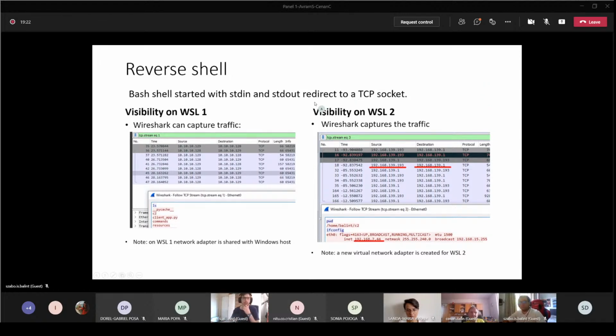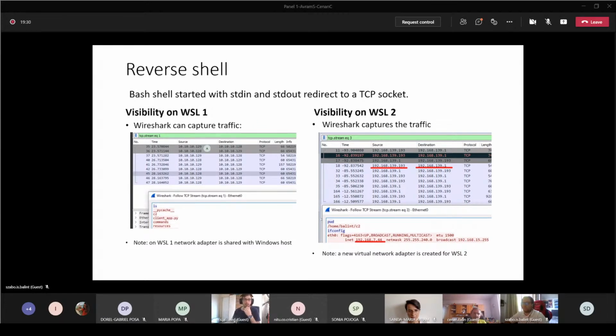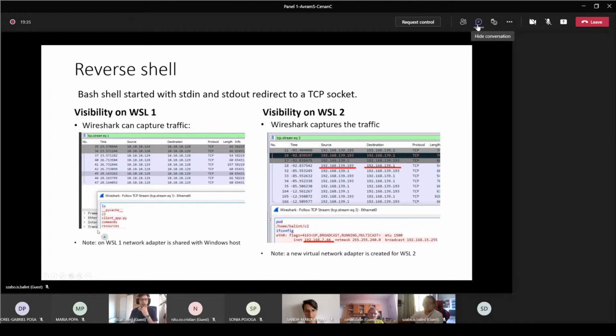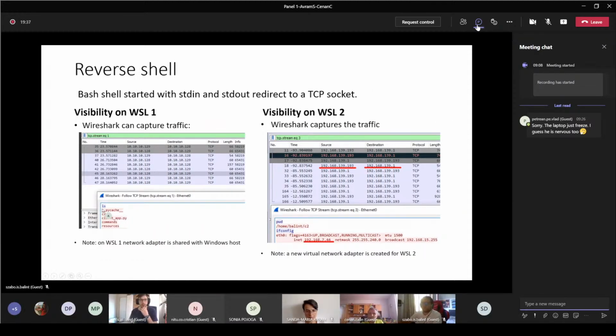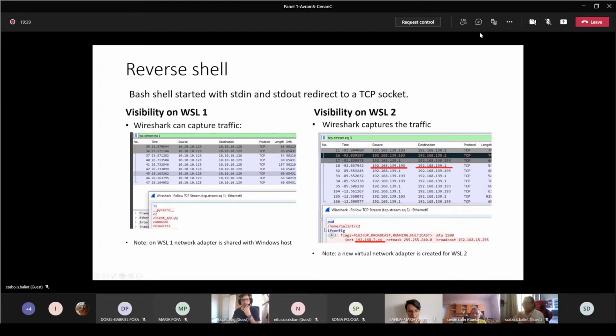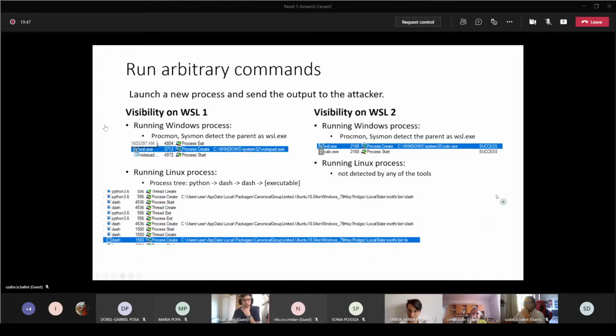Our first command is reverse shell, which starts a shell with the STDIN and STDOUT redirected to a TCP socket. In both cases, on both WSL1 and WSL2, Wireshark is able to capture the command given and the output of the commands. It is notable that on WSL2, a separate virtual adapter is created for this reason.